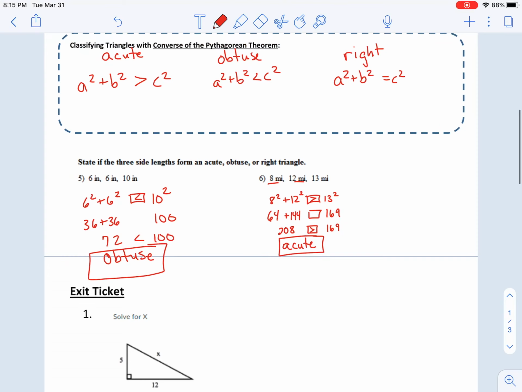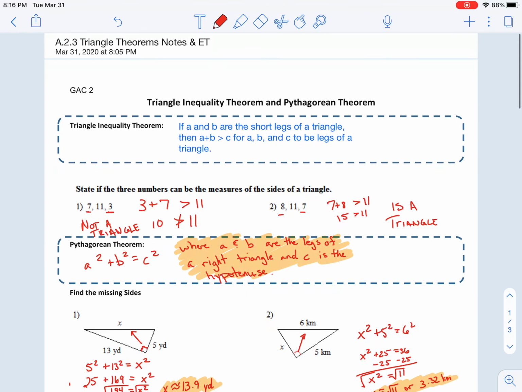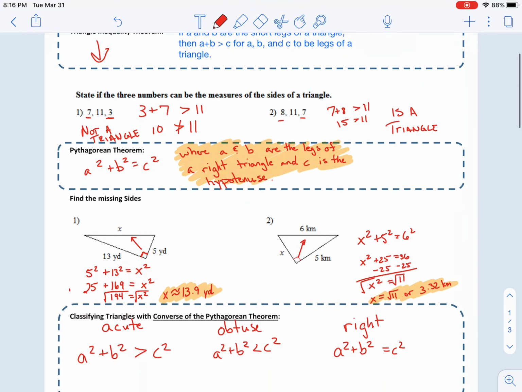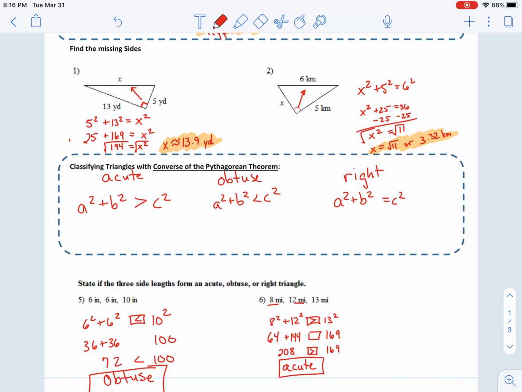All right, so keeping it simple today. Again, just reviewing those 3 theorems. One is the converse of the Pythagorean theorem, one is the Pythagorean theorem, and one is the triangle inequality theorem. Triangle inequality is the one that's kind of different because it says that they can be a triangle. Pythagorean theorem says that it's a right triangle, and then the converse says that it's either acute or obtuse or right, of course.